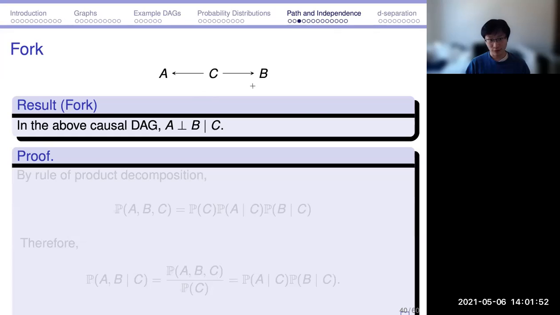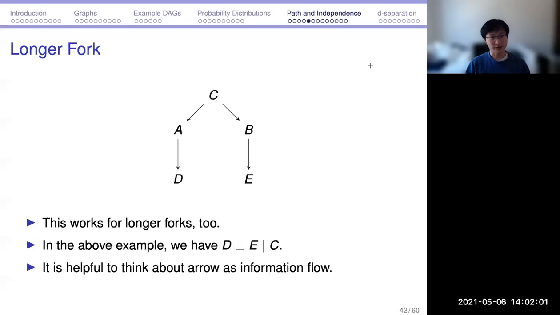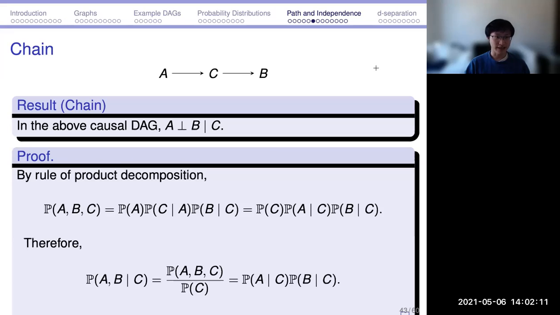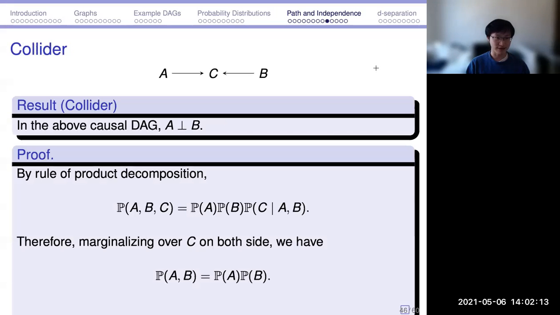So for the fork structure, we have this kind of conditional independence: A independent of B, conditional on C. We went through some examples, and then for chain, we also have an independence result: A independent of B, conditional on the middle variable C. And we went through the proofs and the results examples for that.